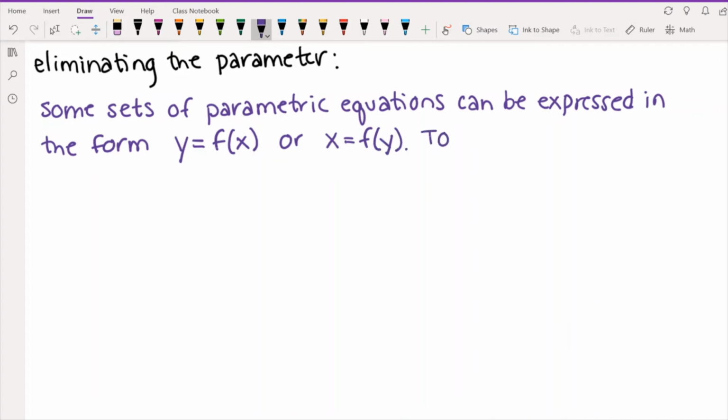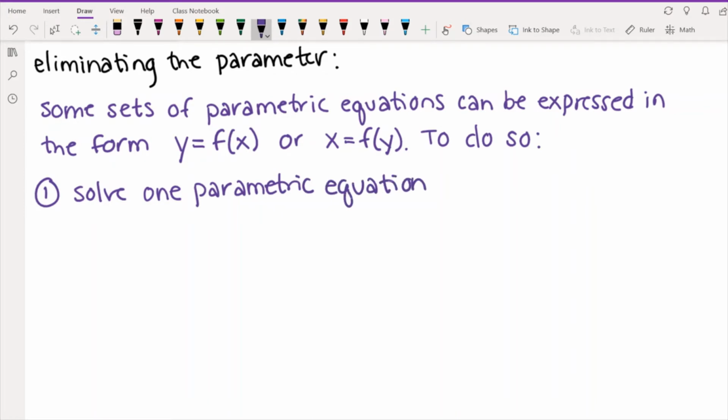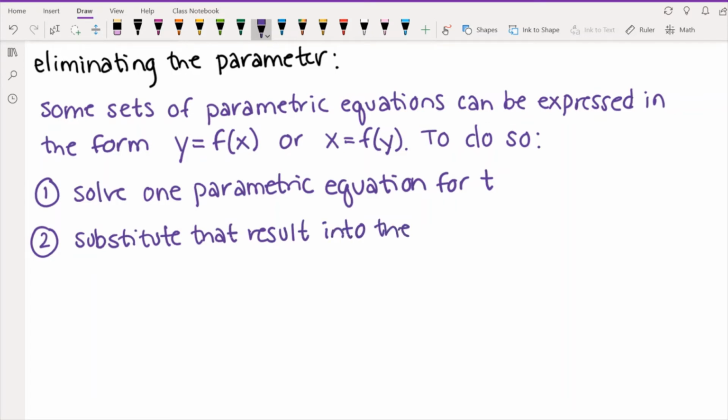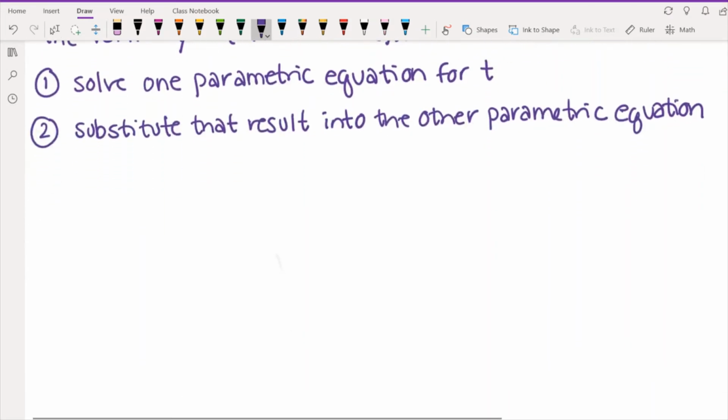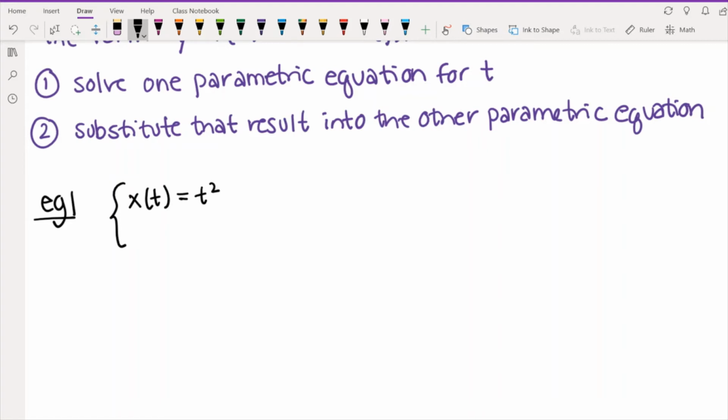And so how are we going to do that? Well, we're going to start by solving one parametric equation for t. And then once you get that result, you can substitute that result into the other parametric equation. Okay, so for example, the first example we did, we had x of t is equal to t squared minus 2t. And then we had y of t is equal to t plus 1.